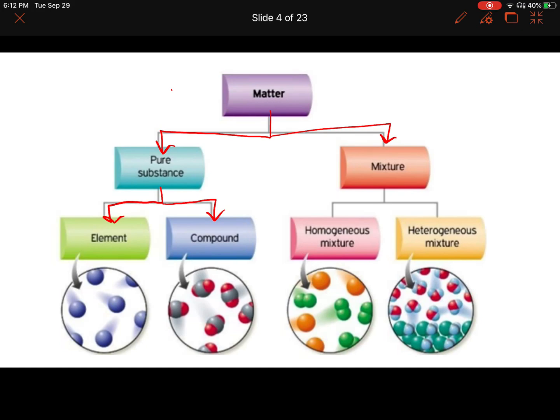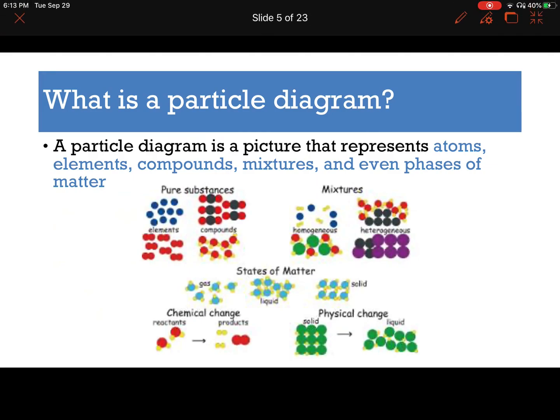And if we look at a mixture, with mixtures we were talking about composition. And so if the composition is the same or uniform throughout, we call that homogeneous. And if a composition is not uniform or different, we call that heterogeneous. Now, as the title might suggest, a particle diagram is a diagram of particles. And so we can draw them to show atoms, elements, compounds, mixtures, and even different phases of matter. So solids, liquids, gases, all this other stuff.